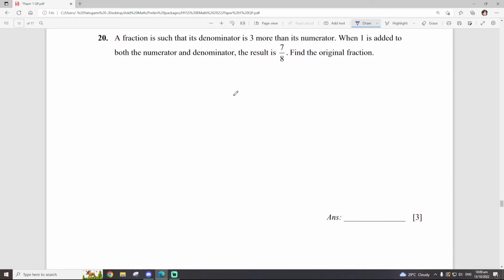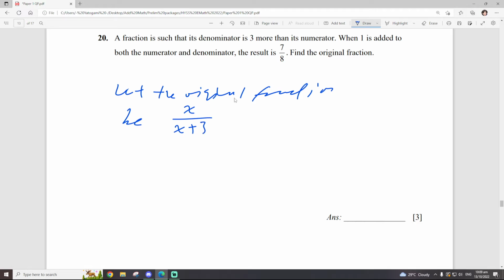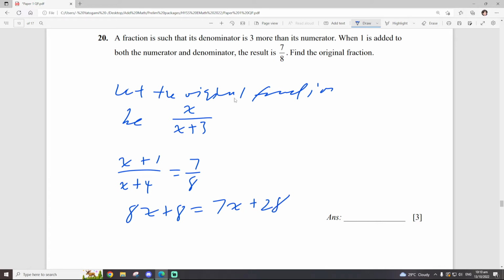A fraction is such that its denominator is 3 more than its numerator. When 1 is added to both the numerator and denominator, the result is 7 over 8. Okay. So let the original fraction be x divided by x plus 3, because the denominator is 3 more, right? So then we have x plus 1 divided by x plus 4, add 1 to both, we'll get 7 over 8. Okay, so we have to solve an equation. So cross multiply, we get 8x plus 8 equals 7x plus 28. Okay, so from here we see that x equals 20.